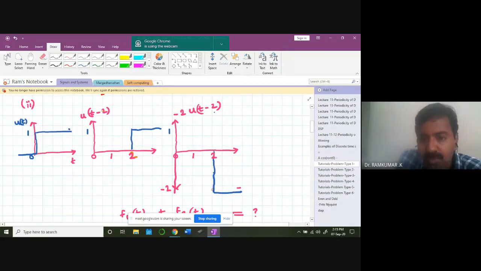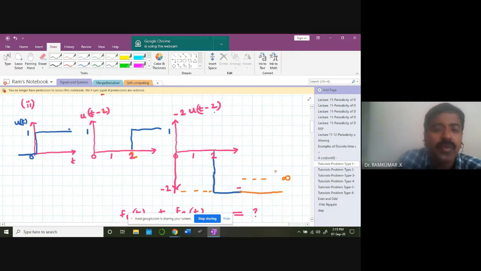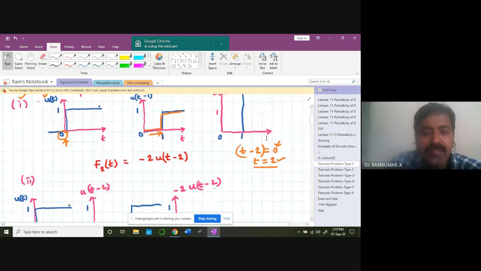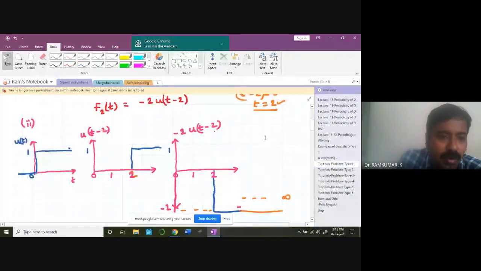There is an amplitude change. All right, it's an amplitude scale. So it has happened here. Let's go to minus 2. This is a minus 2. The same signal is now going up to infinity. So this is minus 2 u of t minus 2. Anybody having difficulty in understanding the second problem? Can I repeat again, or you understood?